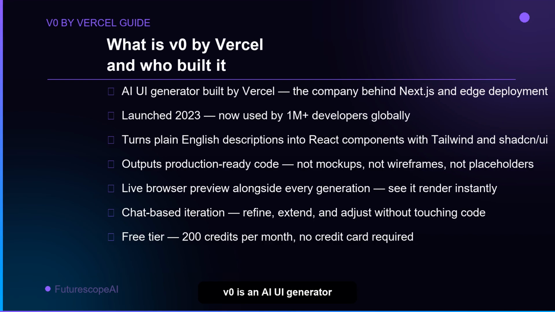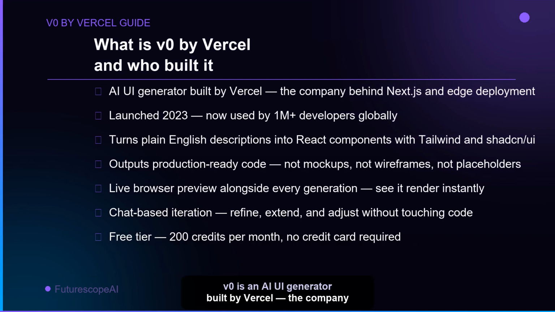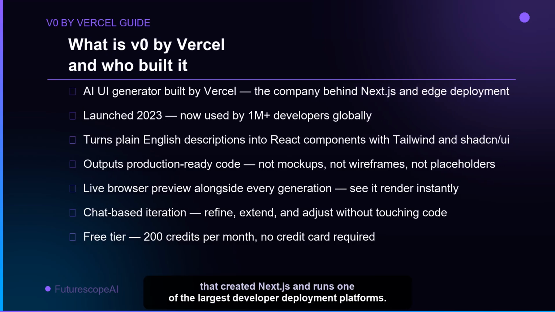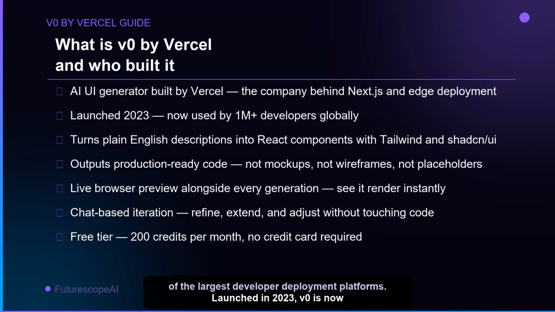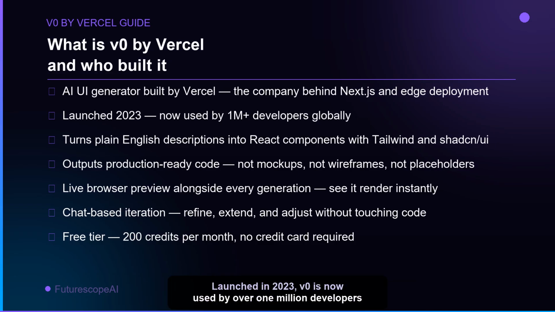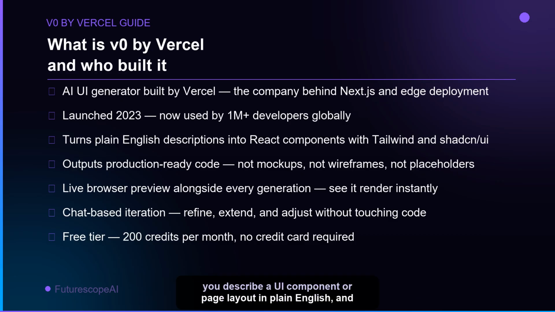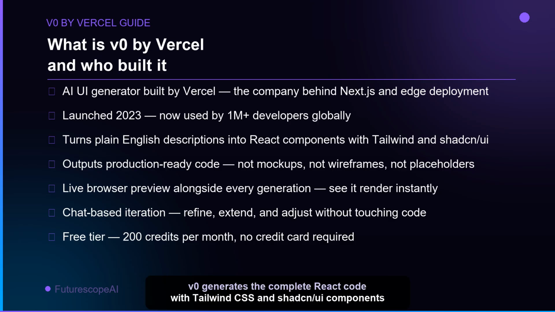V0 is an AI UI generator built by Vercel, the company that created Next.js and runs one of the largest developer deployment platforms. Launched in 2023, V0 is now used by over 1 million developers globally. The core capability is straightforward. You describe a UI component or page layout in plain English, and V0 generates the complete React code with Tailwind CSS and shadcn/UI components ready to copy into your project.